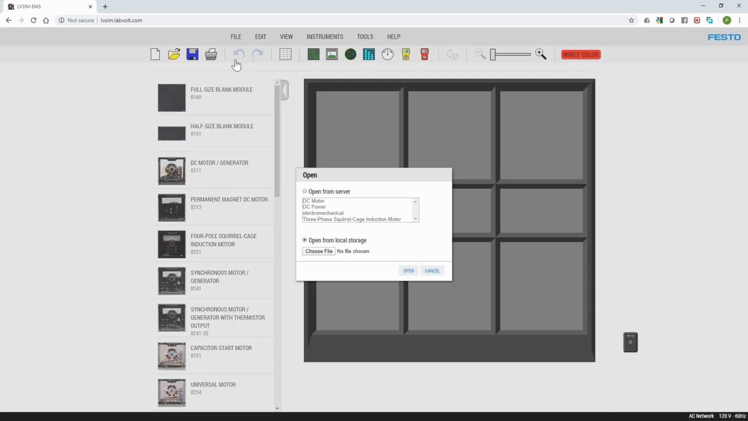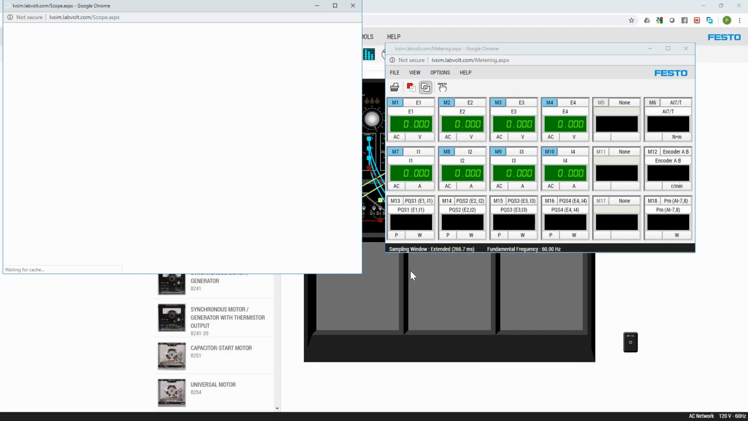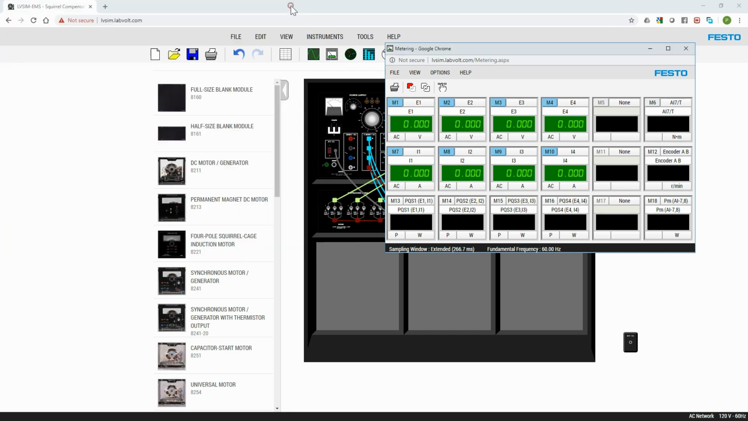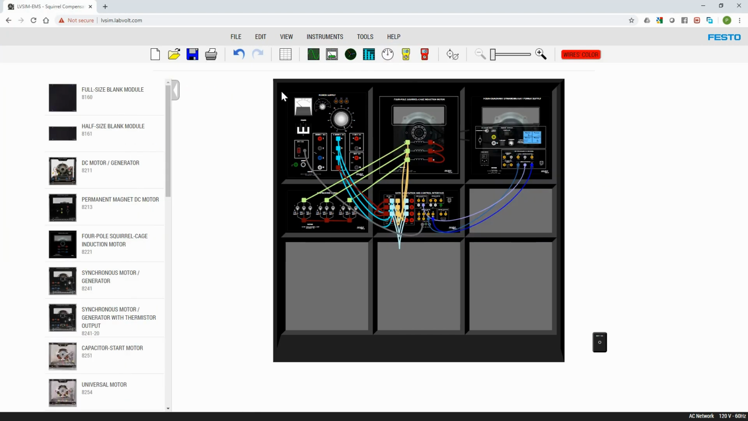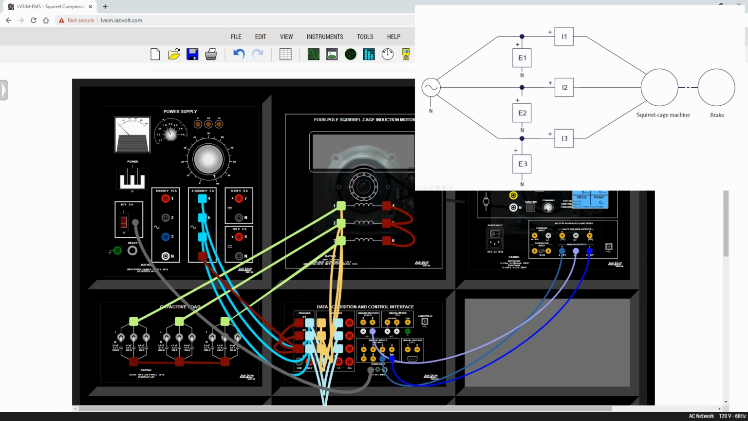Let's take a look at power factor compensation of a squirrel cage machine. I have a variable power supply that I connected to 3 voltmeters, then going through 3 ammeters so I can see the voltage and current on each of the phases. I am going to my squirrel cage machine that is connected in Y.